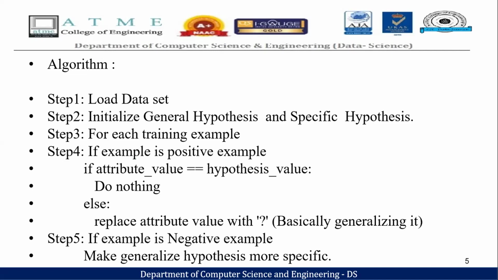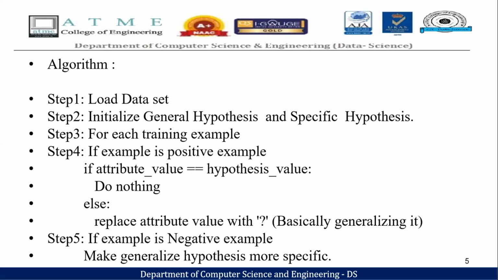And step 3: for each training example, you need to consider each example. If it is positive, then it works like Find-S. So what will Find-S do? It will check the attribute value. If the attribute value is equal to the hypothesis attribute value, then both are the same, and there is no need to change anything.